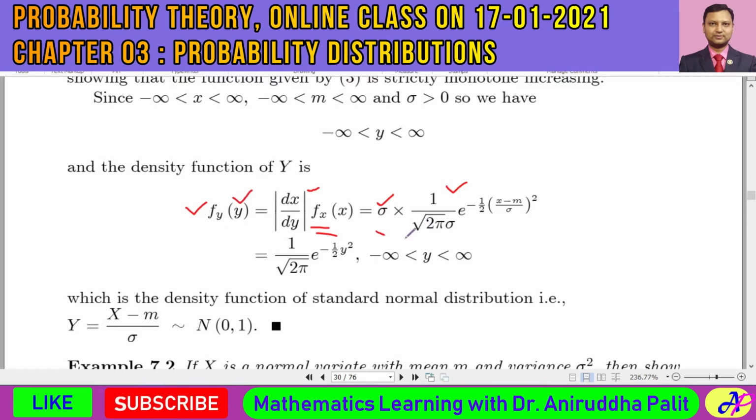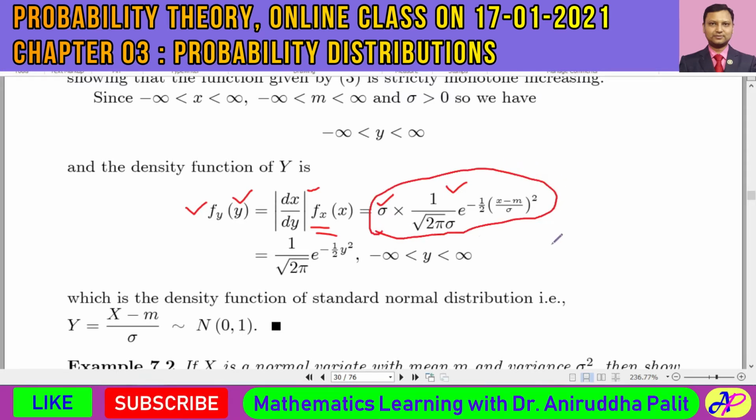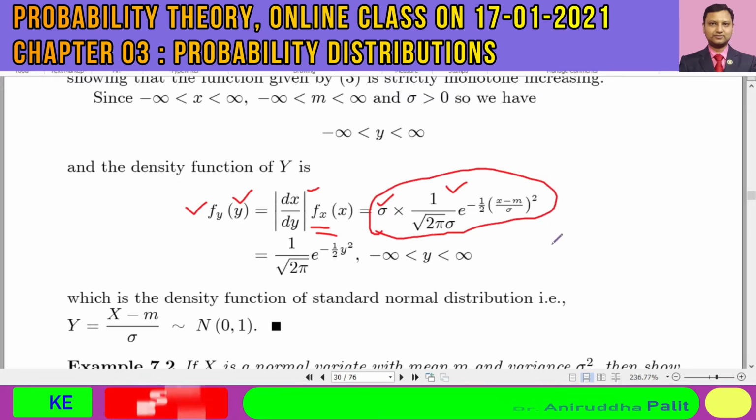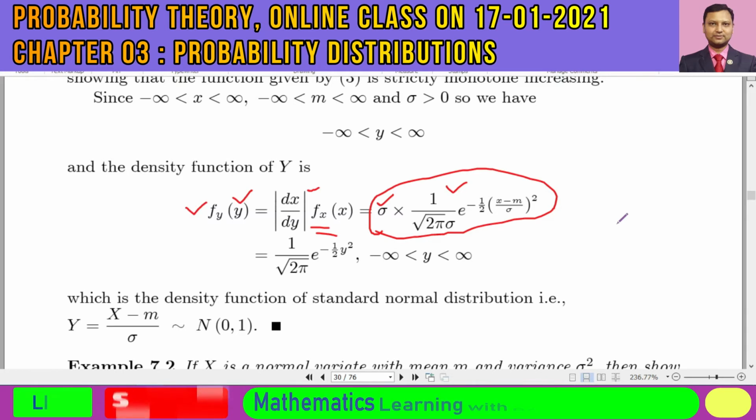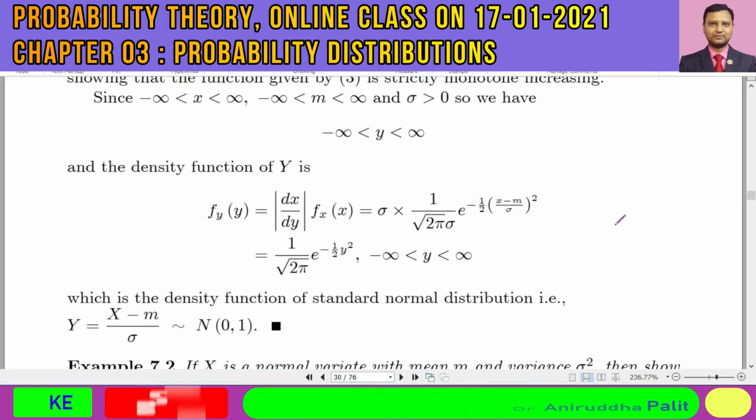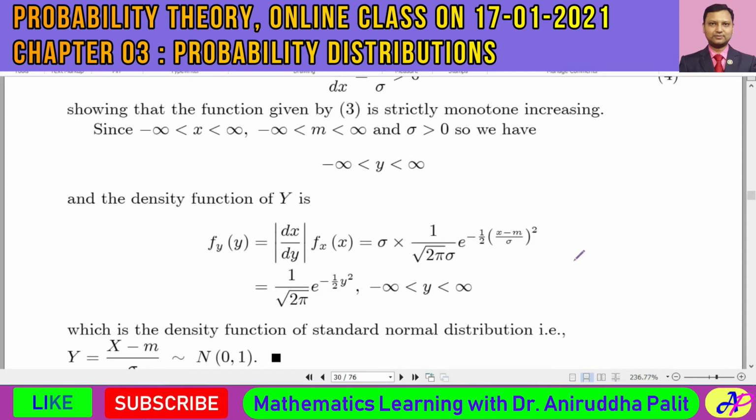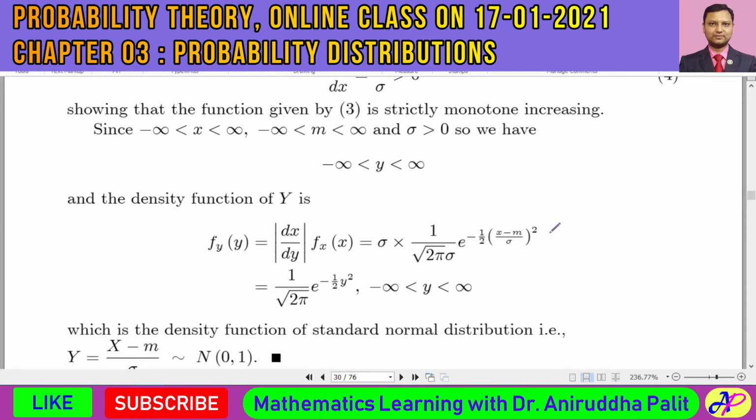Okay, and you see, ultimately we are going to find the density function of y. So the total expression has to be converted in terms of the real variable y. This is actually a function of x, the real variable x. So the total expression has to be converted in terms of the real variable y. And fortunately, we have a very good expression: e to the power of minus half of (x minus m by sigma) whole square.